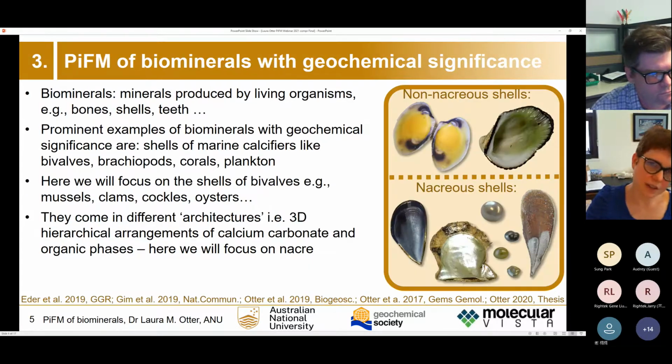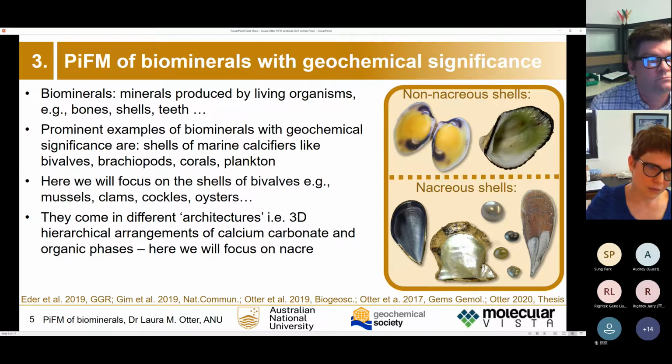So, and then I'll get started on the applications to biominerals. And biominerals are just any kinds of minerals that are produced by living organisms. And this could include bones, shells, teeth, and anything. But really prominent examples of biominerals that have a geochemical significance are the shells of marine calcifiers, like bivalve shells, brachiopod shells, corals, plankton, and so on.